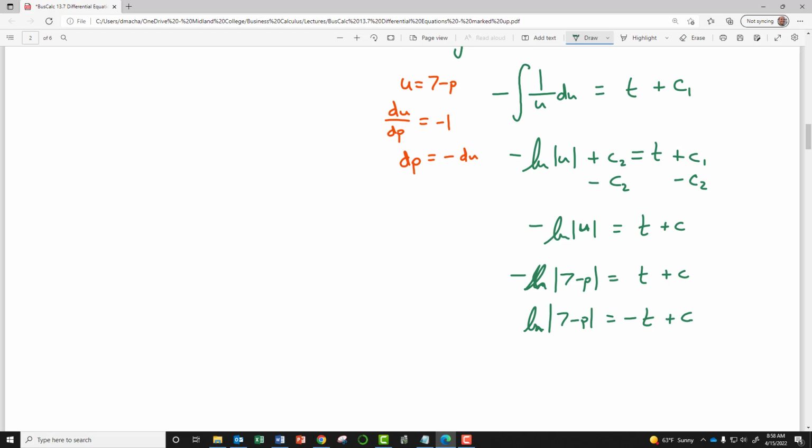To undo a natural logarithm, which is just the logarithm with base e, I'm going to employ the exponential function base e. So I'll compose each side of the equation with my exponential function base e, and I'm going to find 7 minus p is equal to e to the power negative t plus c, like this.